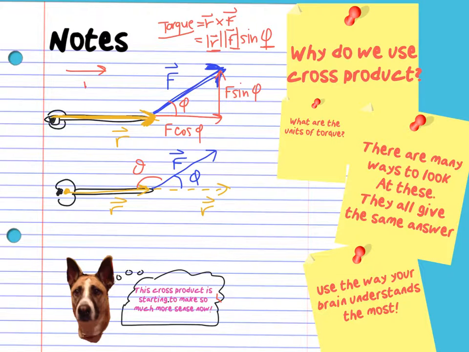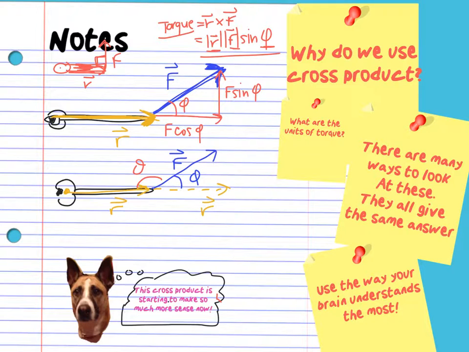If you had your R and you're pulling directly upward, so if you had some kind of thing that you wanted to rotate, and you pull directly 90 degrees from the position vector, that is going to give you the most rotating power possible. So that is how this equation works.